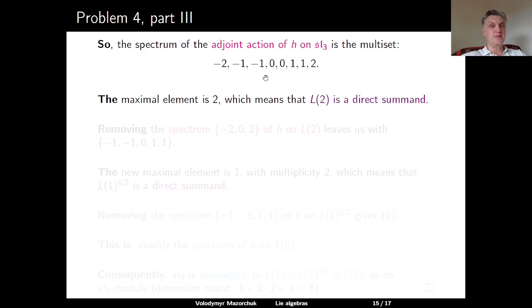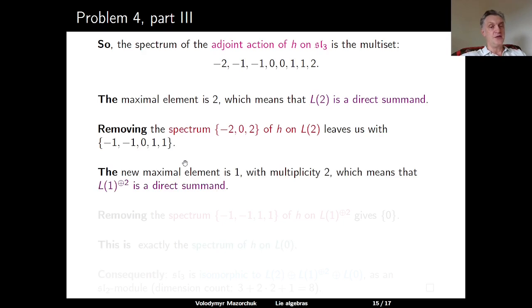The maximal element in this multiset is 2, which means that L2 is a direct summand. The spectrum of H on L2 is minus 2, 0, 2. If we remove it from our multiset, what is left is minus 1, minus 1, 0, 1, 1. The new maximal element here is 1, and it has multiplicity 2. This means that L1 direct sum with itself is a direct summand. On this direct sum, H has the spectrum minus 1, minus 1, 1, 1.